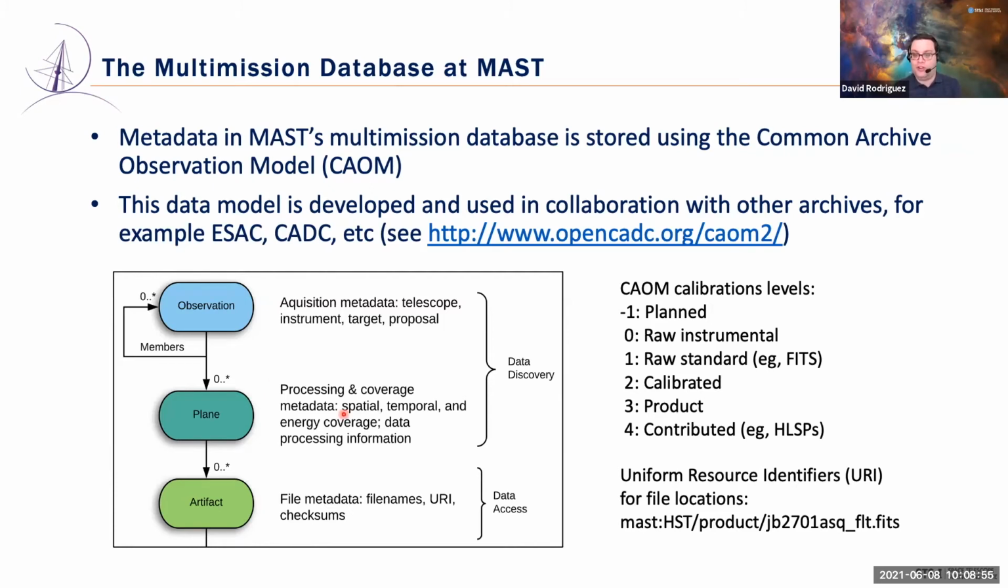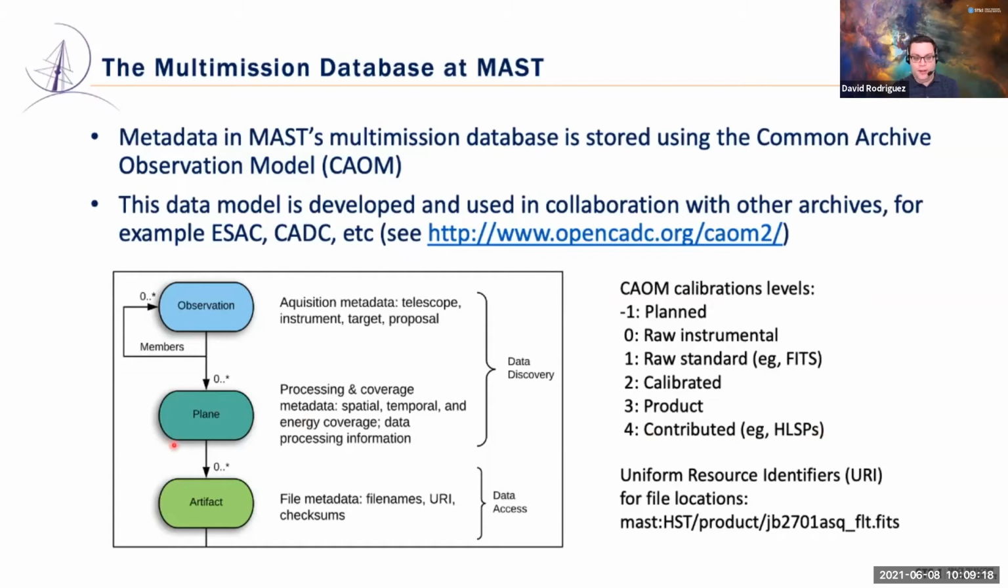I just list the calibration levels here for reference. These are the CAOM calibration levels. You'll see why I specify that in the next few slides, but it goes from -1, which are planned observations. Right now we have JWST planned observations, for example, for cycle 1, all the way up to 4, which is contributed data sets, that is, high-level science products.